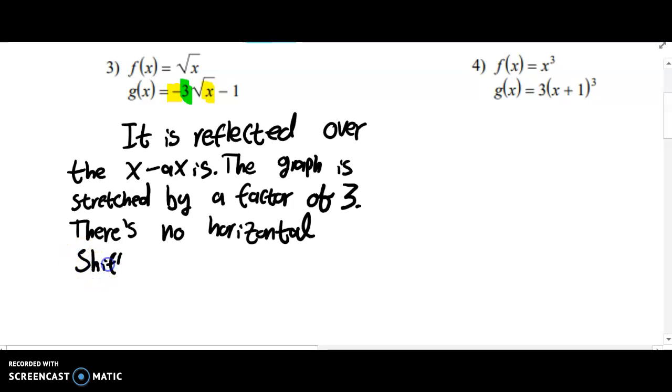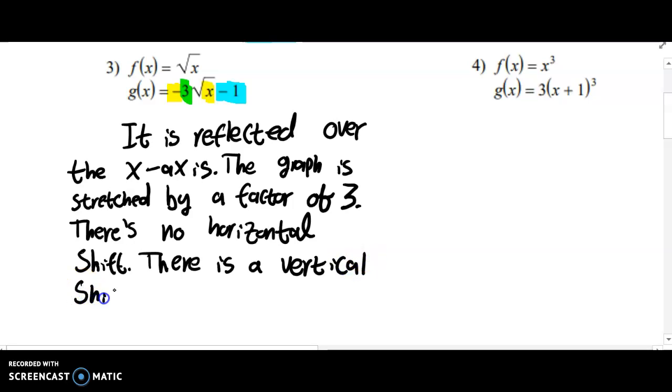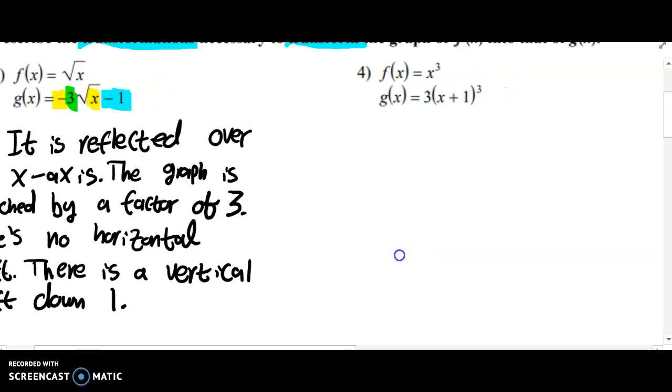And then lastly, our number off to the side is always a vertical shift. So we're going to say there is a vertical shift down 1 because it was a -1. And that's it. That's our complete answer. We have described the transformation. All right, let's do another one.